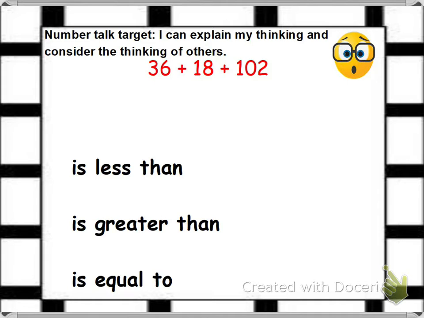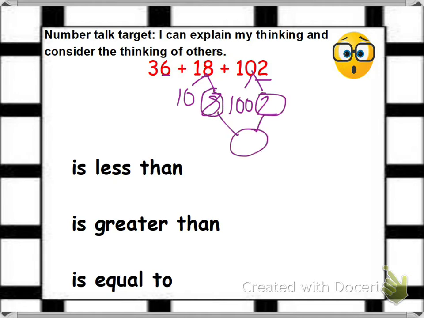All right, so I'm just going to show you one way that you could have solved it, then we'll talk about some of these expressions. So I see that there's 6 ones, 8 ones, 2 ones. Well, I know that 8 ones and 2 ones can make a new 10. So I'm going to break apart my 18 and my 102. 102 is 100 and 2. 18 is 10 and 8. So I'm going to add that 8 and that 2 together to make 10. So now I have 100 and 10 to add together. Well, 100 plus 10 equals 110.